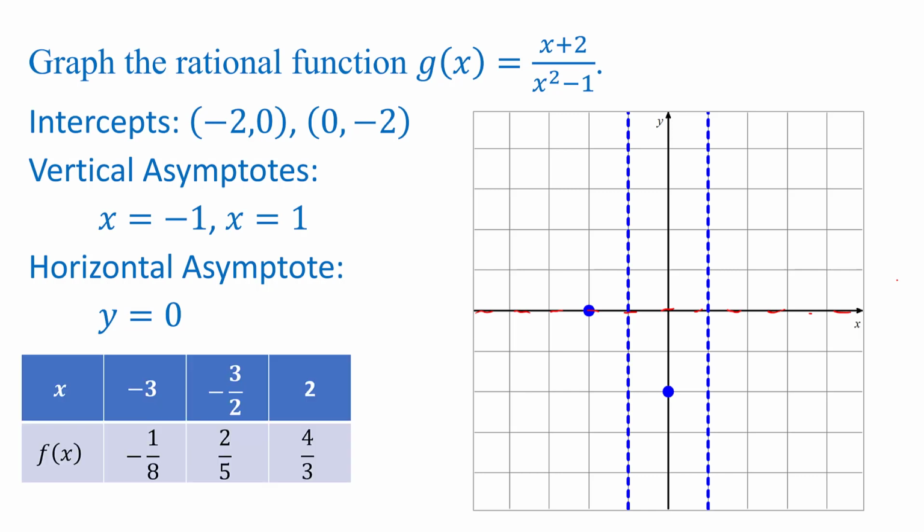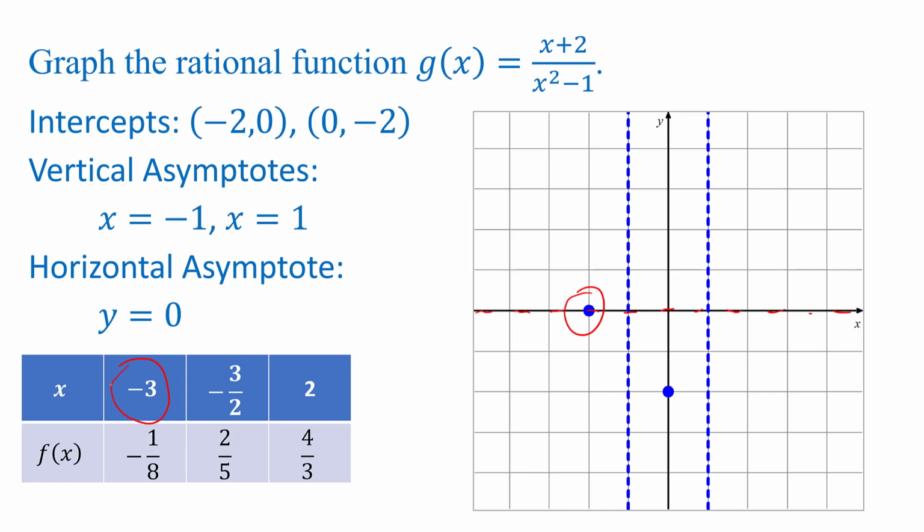I'll show you the points I've chosen, the x values of negative 3, negative 3/2, and 2. Why did I choose those values? Well, the first x-intercept we have here occurs at the point negative 2, 0. And so at the point negative 2, 0, I don't know to the left of that whether my graph is above or below the x-axis. So I choose the x-coordinate of negative 3 there.